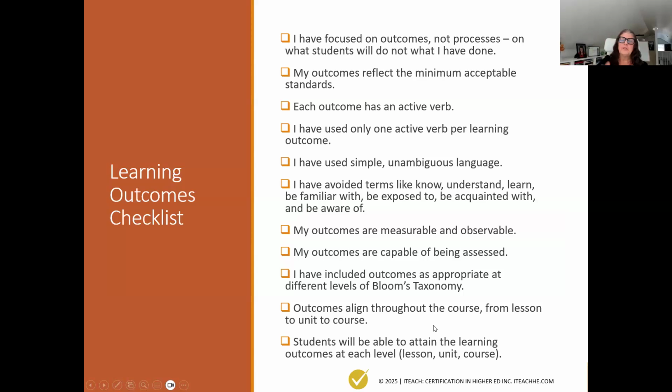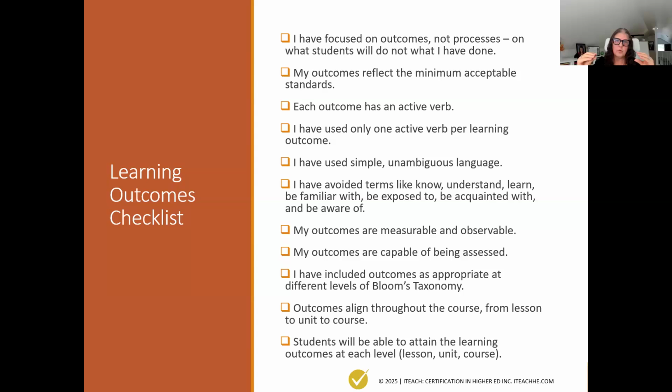I have this checklist that just helps to remember all the different things. Some of these I already said, but just some additions: remember not to use those vague verbs. You want to use really active verbs. Bloom's is a really great resource to help.